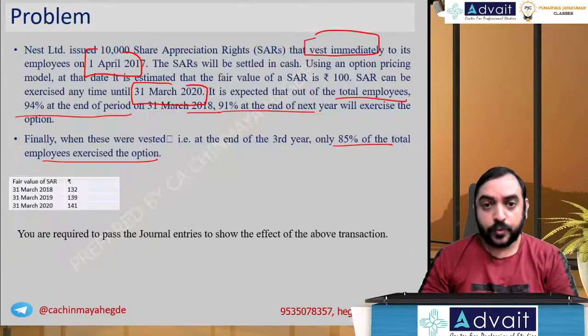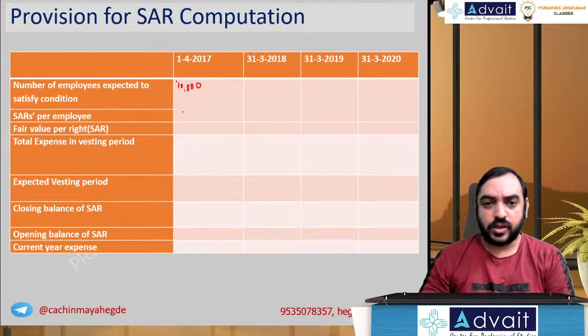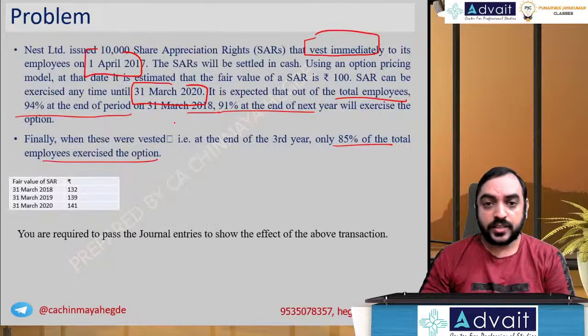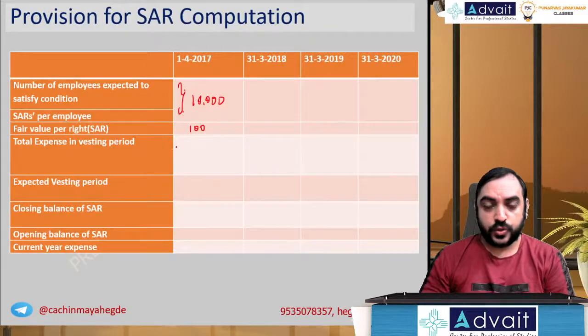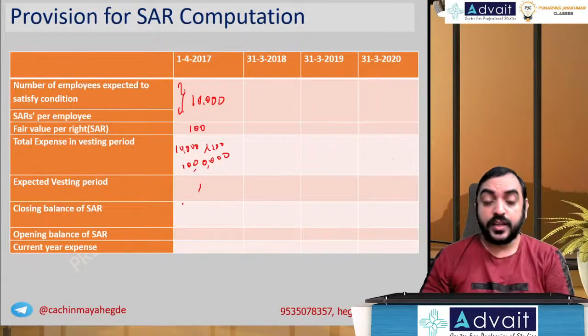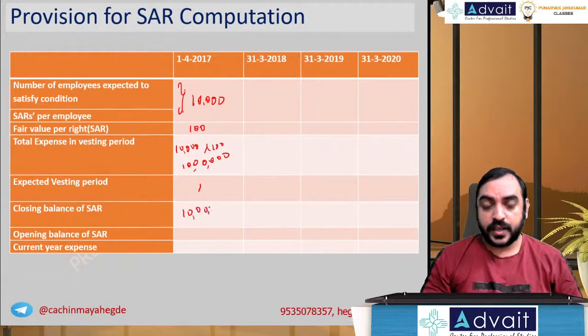So SAR per employee, we just don't have total 10,000 together. Together we have 10,000. Fair value per right, it is 100. Total expense, so it's going to be 10,000 into 100, which is 10 lakh. Vesting period immediately, 1 year. So closing balance should be 10 lakh. There is no opening balance. So current year expense is 10 lakh.